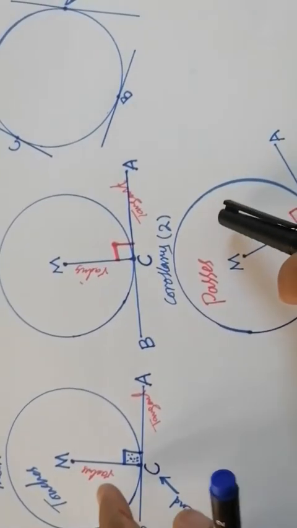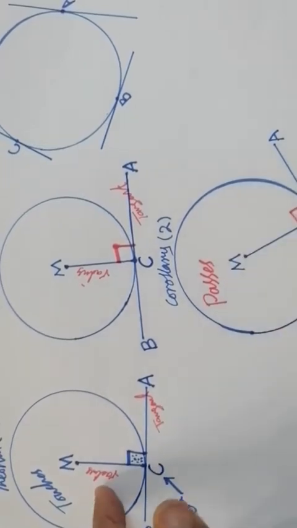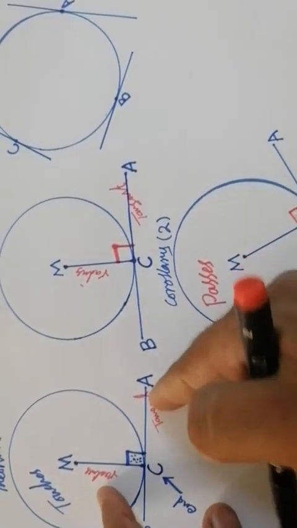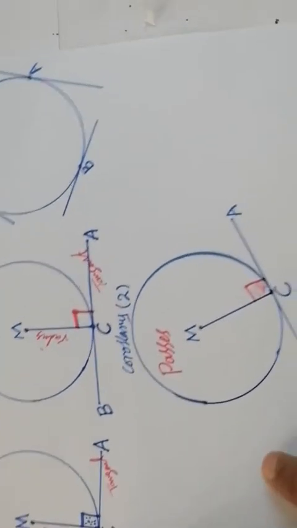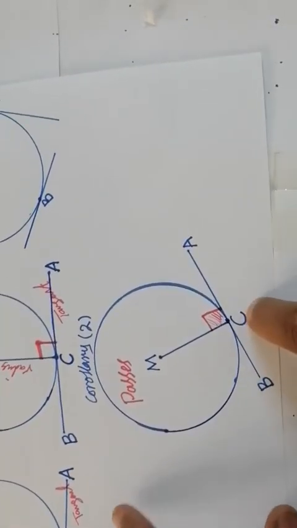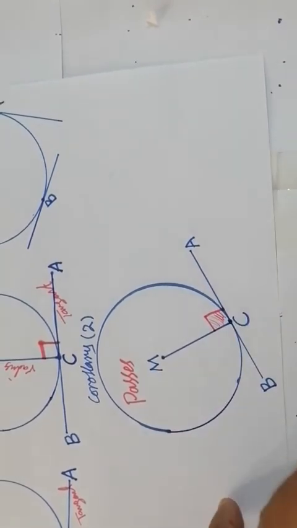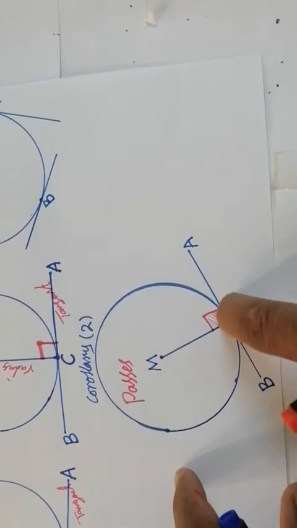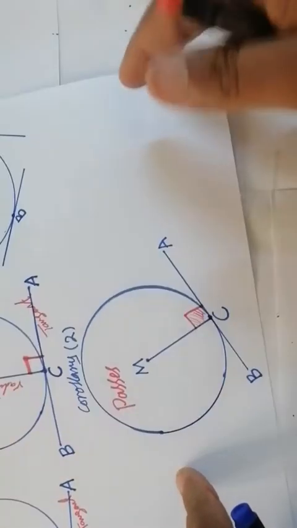So the difference between Theorem 7 and the second corollary: in Theorem 7, the radius is before the tangent. That means the perpendicular is drawn on a radius, so the perpendicular drawn on a radius at its end touches the circle at one point. The second corollary says the perpendicular drawn on a tangent, that means the tangent is before the radius. The perpendicular drawn on a tangent at the tangency point passes through the center of the circle. This is the second corollary. Let us go to Theorem 9.